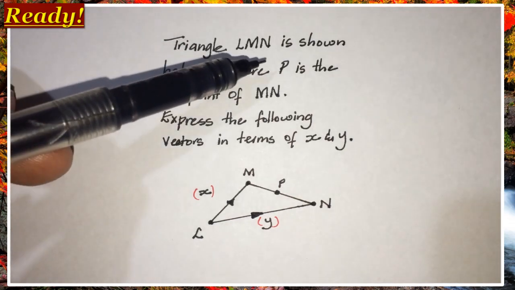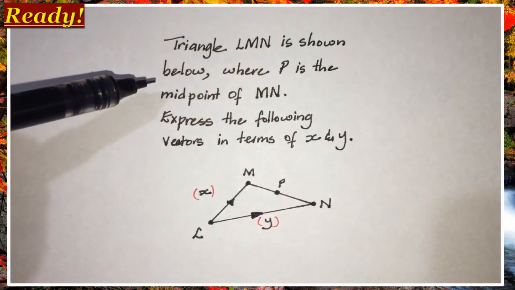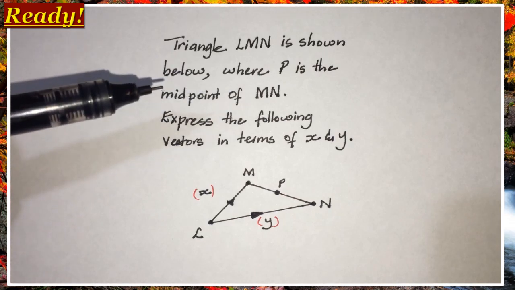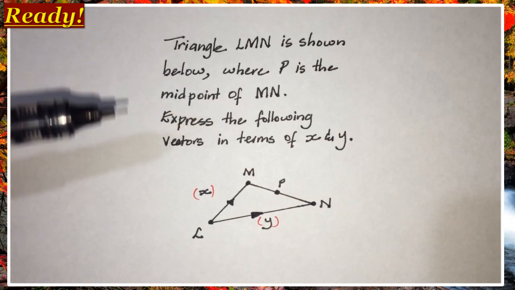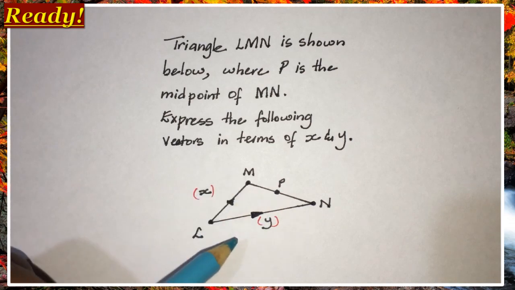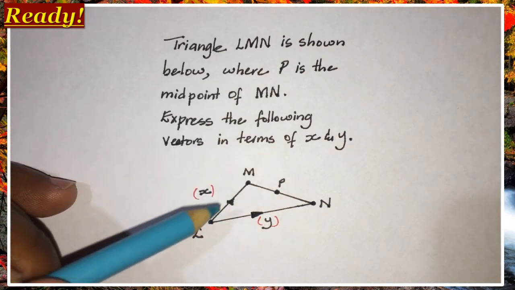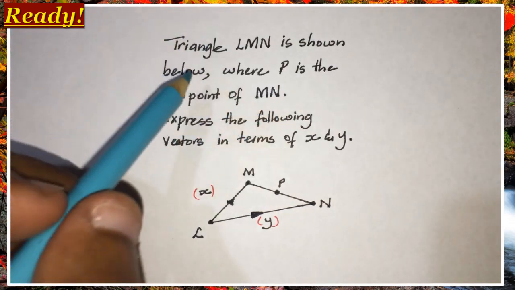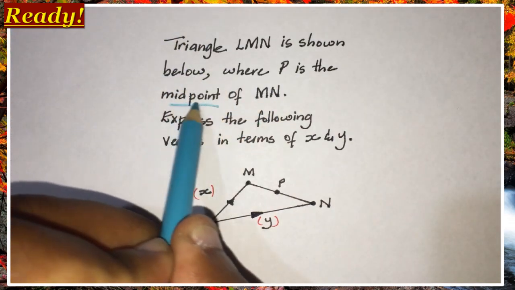Triangle LMN is shown below, where P is the midpoint of MN. So based on what it's saying, I'm looking for a triangle, and the triangle should be labeled LMN. All right, so this is a triangle, and it's labeled LMN. Great. And it says P is the midpoint.